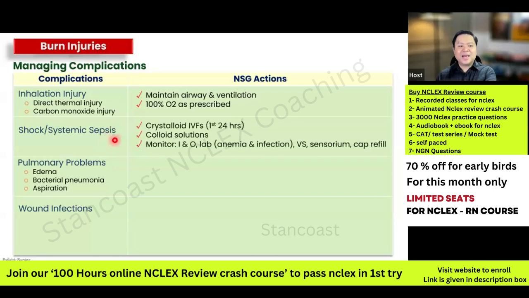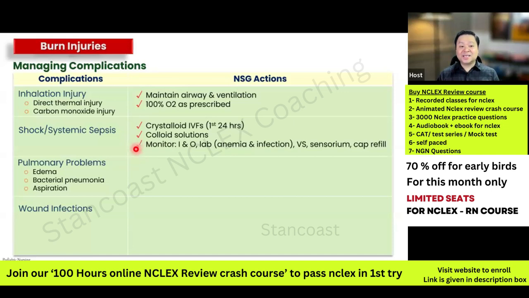Now, for those patients that may have shock or systemic sepsis, usually in this period, the first 24 hours, like I've said, the patient will be receiving crystalloid IV fluids, such as lactated Ringer's, or let's say normal saline solution, or the use of plasmalyte, or albumin in order to promote proper circulation of fluids in the vascular compartment. We definitely need to provide the colloid solutions and make sure that when we are addressing this problem, we are monitoring the patient's intake and output.